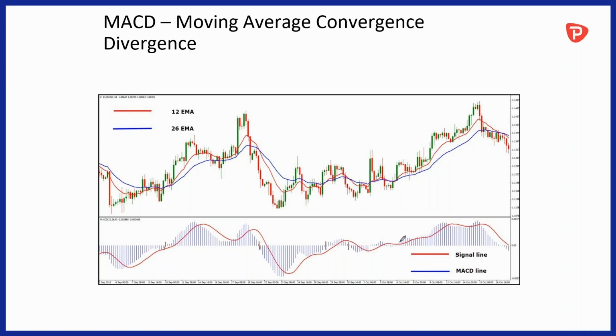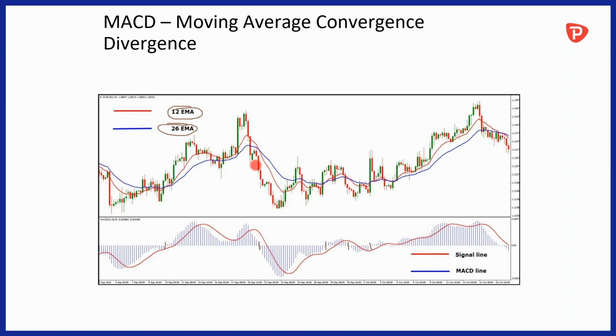So here you can see that we're drawing each cross of the 12 and the 26 EMA. On the chart that we can see on the screen, the red is the 12 EMA and the blue is the 26 EMA. As you can see, every time those EMAs cross each other, the histogram goes from negative to positive, so below the zero and above the zero.